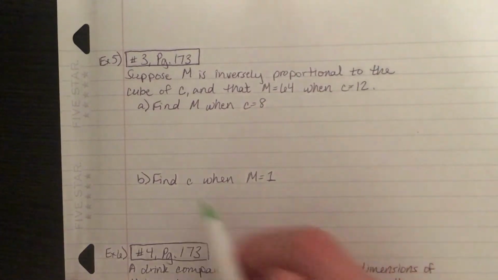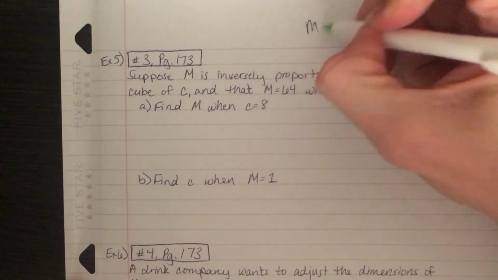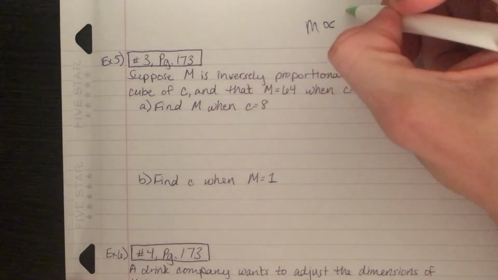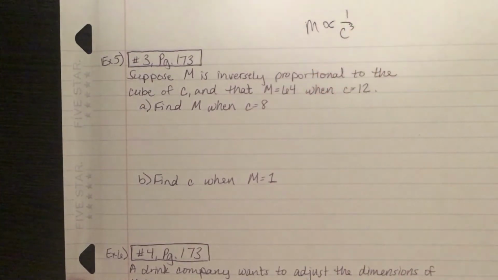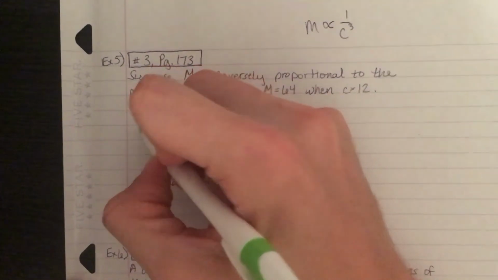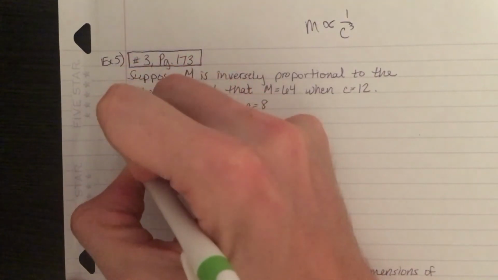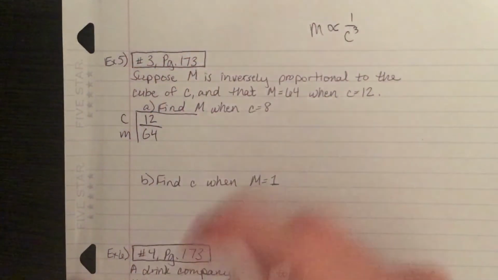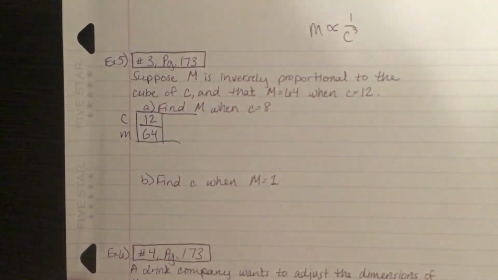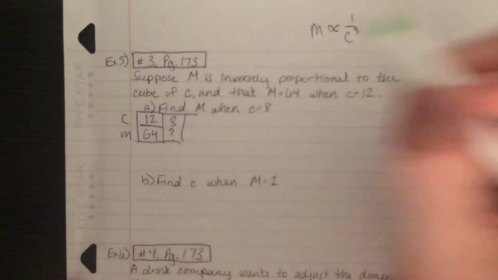So then I'm going to go ahead and start solving this problem here. It says that suppose m is inversely proportional to the cube of c. So we're going to say m is inversely proportional to the cube of c. And we want to know, okay, when c is 12, can you find m? So c and m, okay. So then what we want to try to do is find m, question mark, when c is 8.